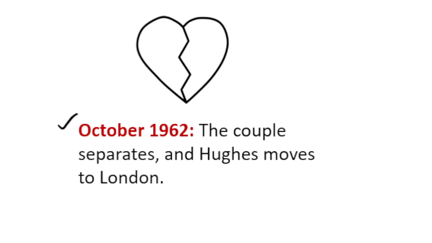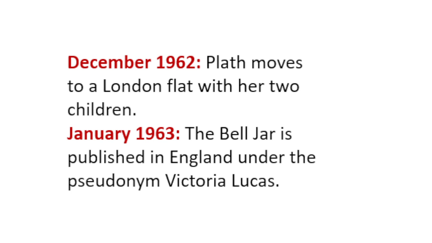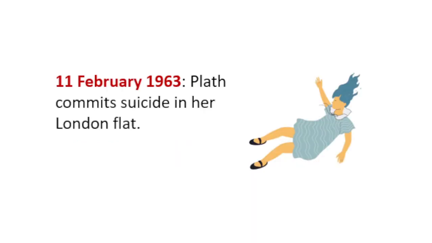1962 October. 1962 December, Plath moves to a London flat with her 2 children. 1963 January, The Bell Jar is published in England under the pseudonym Victoria Lucas. You have to remember this point, it is very important. 1963 11th February, Plath commits suicide in her London flat.